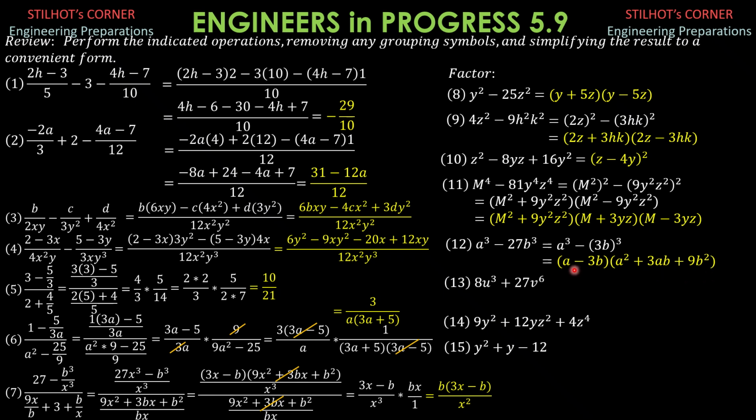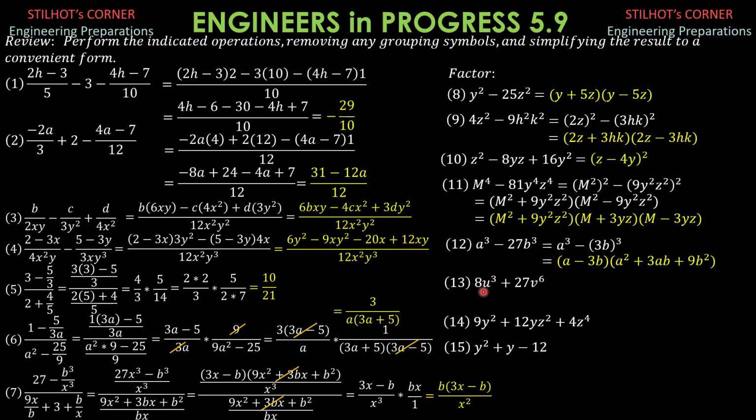So remember, for the other factor, we have the square of a, then the product, regardless of the sign, so that's positive. That's plus 3ab, the product of these two terms, disregarding the sign. Then the square of 3b, which is 9b squared.